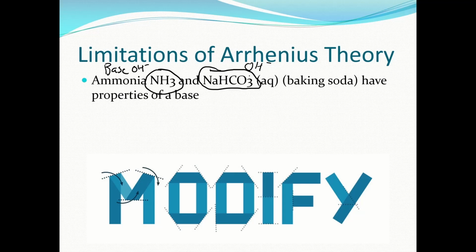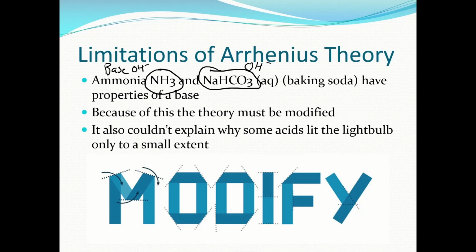There's an O and an H, so maybe it has something to do with that, but baking soda can actually act as an acid too, which is weird. It can act as both an acid or a base. So Arrhenius couldn't explain that, and he had to modify his theory, right? It worked for 90% of the stuff, so he just modified it a little bit. And Arrhenius theory couldn't explain why some acids lit the light bulb only to a small extent. So I'll show that when we do another simulation a little bit later.